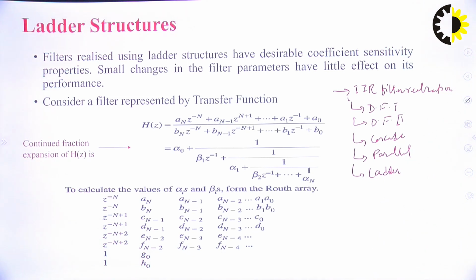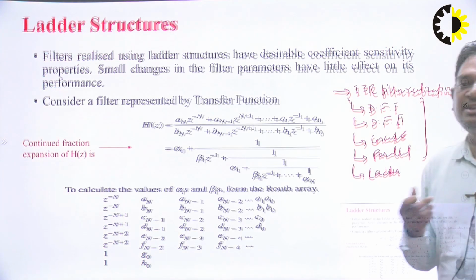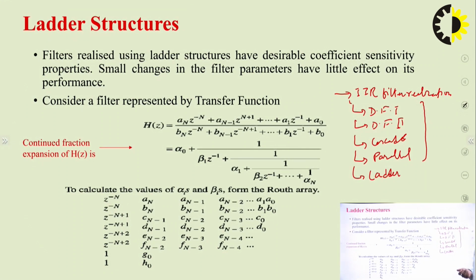The issue with structures like direct form 1, direct form 2, cascade or parallel is that the coefficients are sensitive to changes in the parameter values, so the frequency response of the system gets changed and the system can become unstable. That is the issue with these types of structures, and that's why ladder structures came into existence.